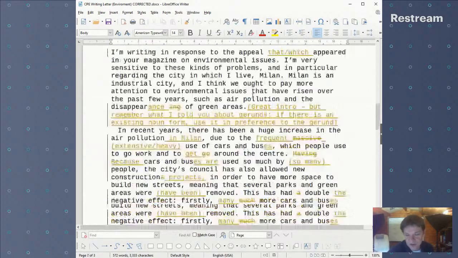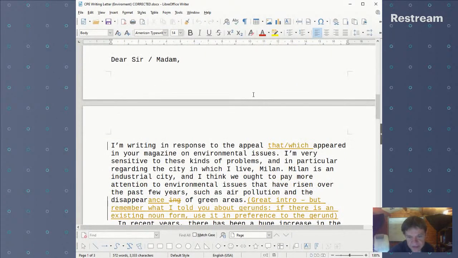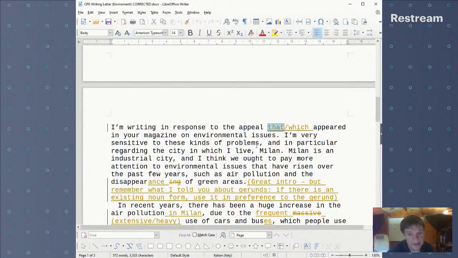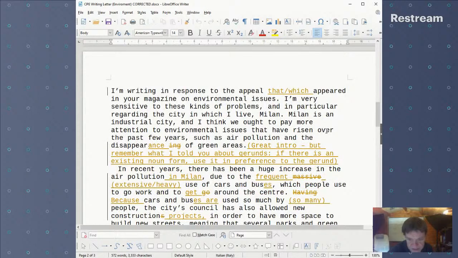Write your letter. Okay, so again, this is a very good letter. Let's have a look. Dear Sir, Madam, I'm writing in response to the appeal that, or which in British English anyway, in American English they will want that, but that or which appeared in your magazine on environmental issues. So we definitely need a relative pronoun, because this is a relative clause describing the appeal. I'm very sensitive to these kind of problems, and in particular regarding the city in which I live, Milan. Milan is an industrial city, and I think we ought to pay more attention to environmental issues that have risen over the past few years, such as air pollution and the disappearance of green areas.